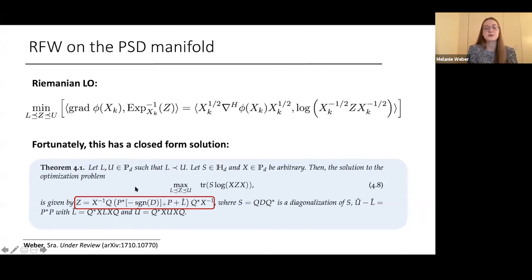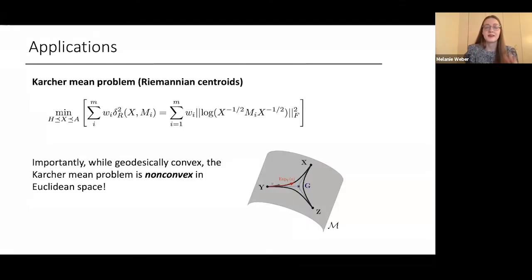So here we have a closed form solution, which can be very efficiently implemented and computed. So this does not introduce any bottleneck and is very scalable in practice. And to illustrate that, I want to just very briefly show some numerical examples.